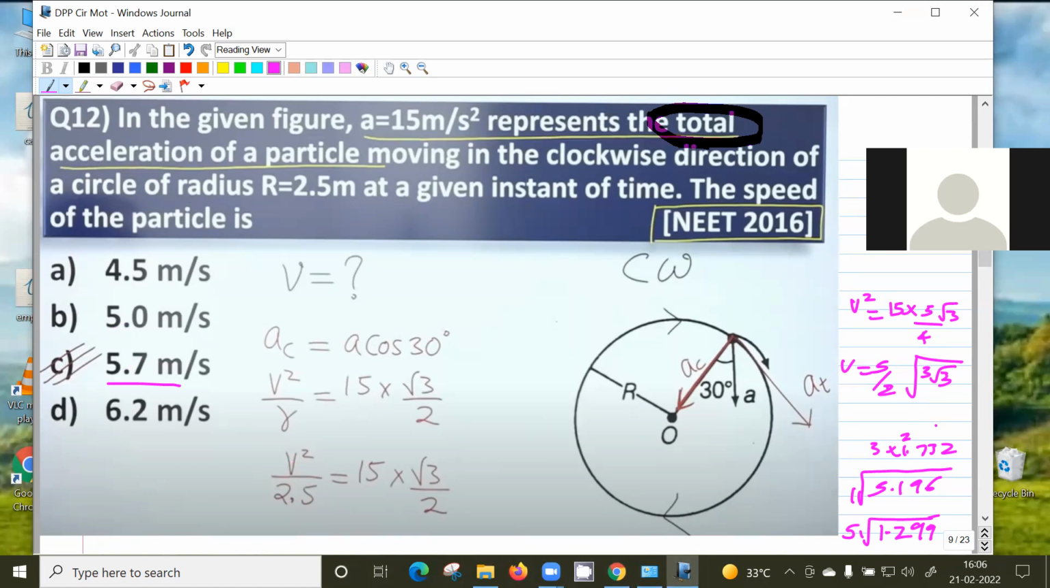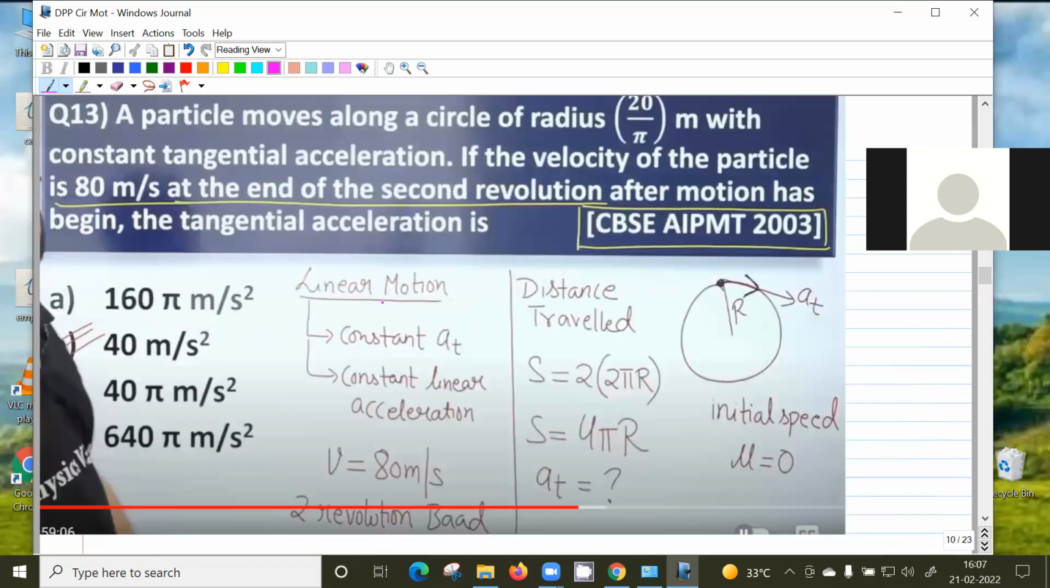Oh my God, they're asking 2016. Okay, fine. A particle is moving along a circle of radius 25 with constant tangential acceleration. Find the velocity of the particle at the end of second revolution after the motion has begun. Okay, this was a straightforward question only.